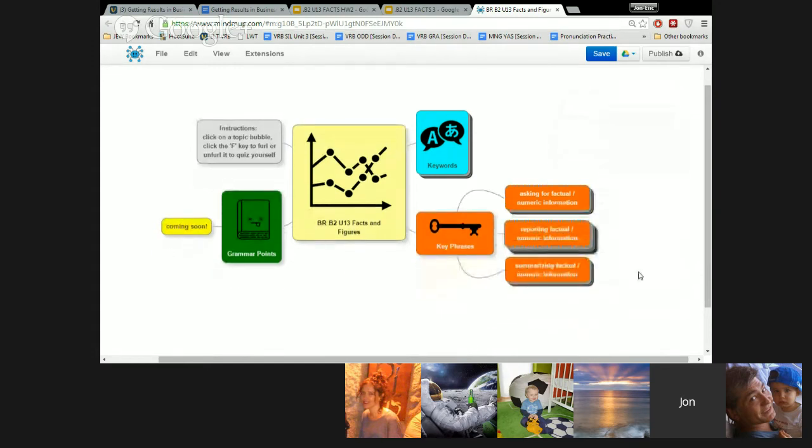Reporting on factual information. What are some key words for reporting? What do you think? According to a recent survey, excellent. According to a recent survey, apparently, a recent study shows, supposedly.